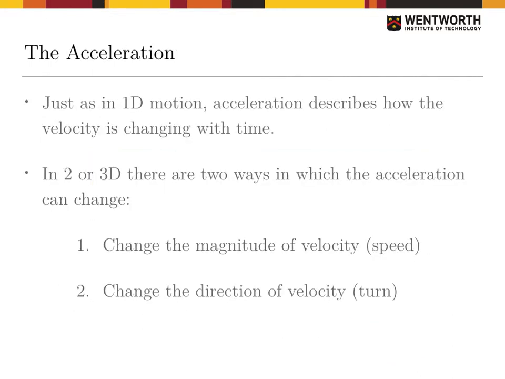Next, acceleration is handled a bit differently in 2 or 3 dimensions compared to 1 dimension. However, in general, the definition is the same. It describes how an object's velocity is changing with time. Now, since velocity is a vector, there are 2 ways in which one can accelerate. First, by changing the magnitude of the vector. This means changing your speed, speeding up or slowing down, or by changing the direction of motion, in other words, turning.